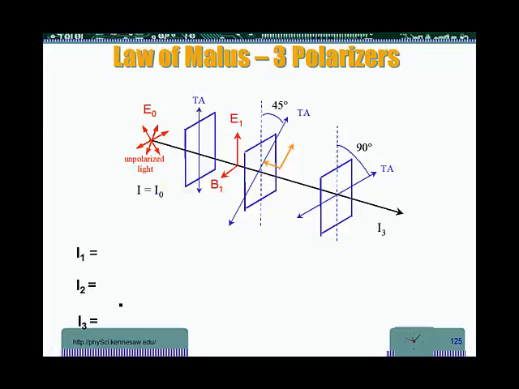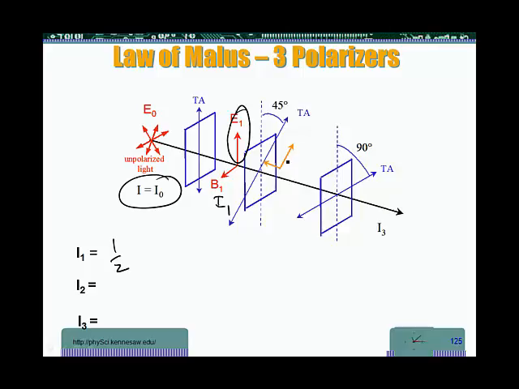Okay. Now let's take this case here. First polarizer, intensity before it is I0. So the intensity here, just after the first polarizer, we are going to have light only along the transmission axis passing through. The intensity is going to be 1/2.